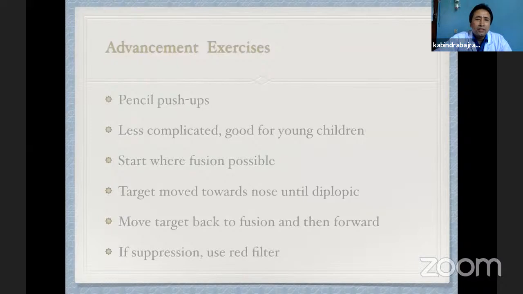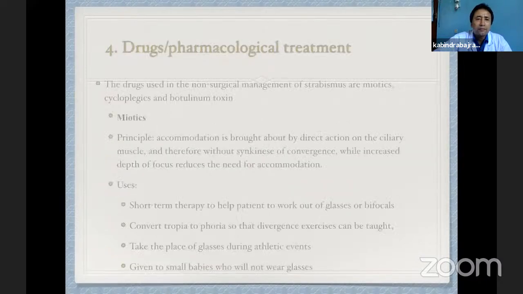Similarly, pencil push-up exercises can also be an easy method to be done at home. It is less complicated, good for young children. It can be started where fusion is possible. The target is moved towards the nose until diplopic, then moved back to fusion and then forward again. If there is suppression, use a red filter.